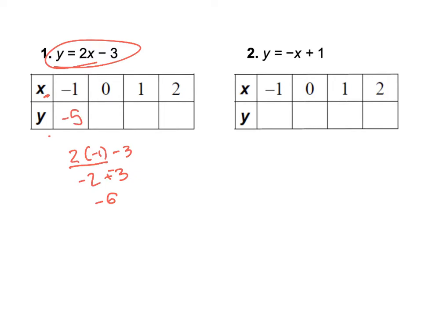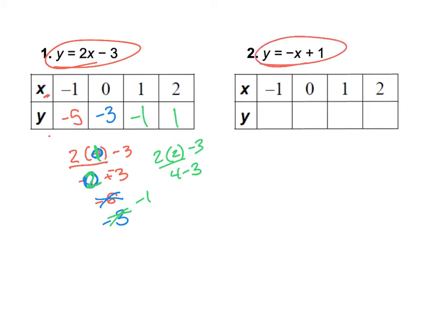Now I'm going to redo this. I'm just going to write over it. Put in 0. 2 times 0 is 0. Minus 3 would be a -3. Doing it again, plugging in a 1. 2 times 1 is 2. Minus 3 would give me a -1. One last time, plugging in a 2. 2 times 2 is 4. Minus 3 gives me a 1. There are my answers.